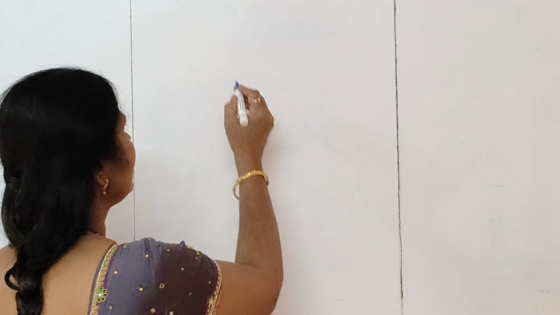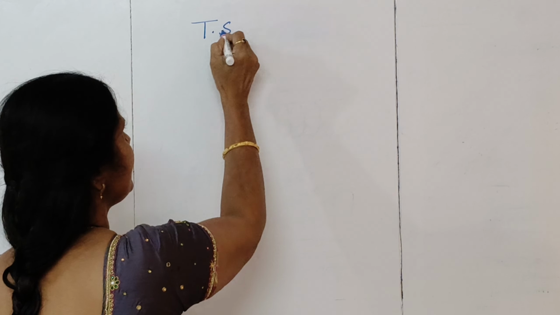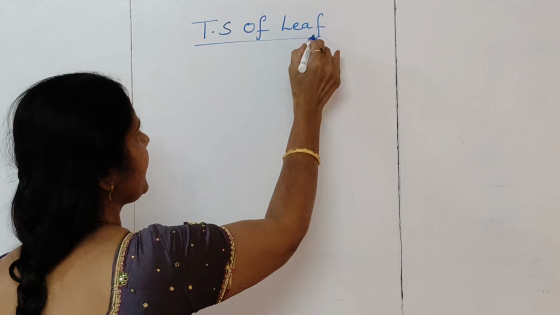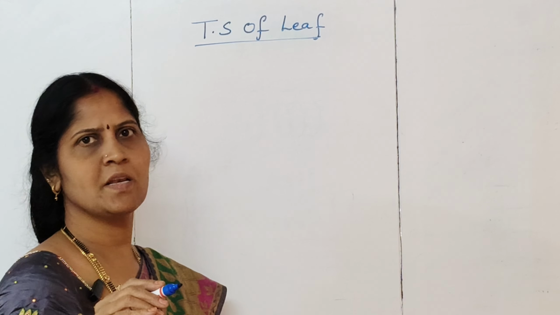Let us learn the diagram of TS of leaf today. So the diagram label is TS of leaf, that is transverse section of a leaf. This is most important for the SSC students, the state syllabus students.